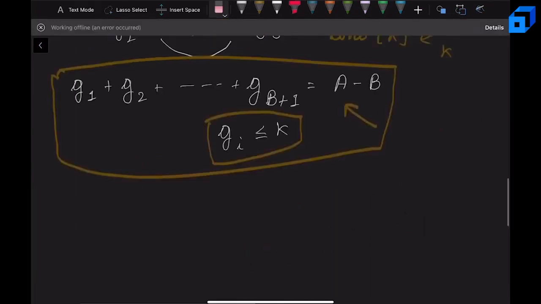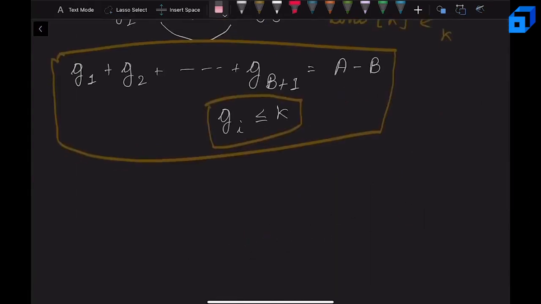Now, if we ignore the constraint where Gi is less than or equal to K, the solution to this equation will be S, where here S is A minus B, plus N minus 1, where N is B plus 1, so N minus 1 will be B, C, B. So the total solutions to this equation is A C B, which was obvious because if we ignore the constraint Gi less than or equal to K, then it is equivalent to considering all the possible ways of India winning B matches out of A matches played. But now we have this additional constraint that Gi is less than or equal to K.